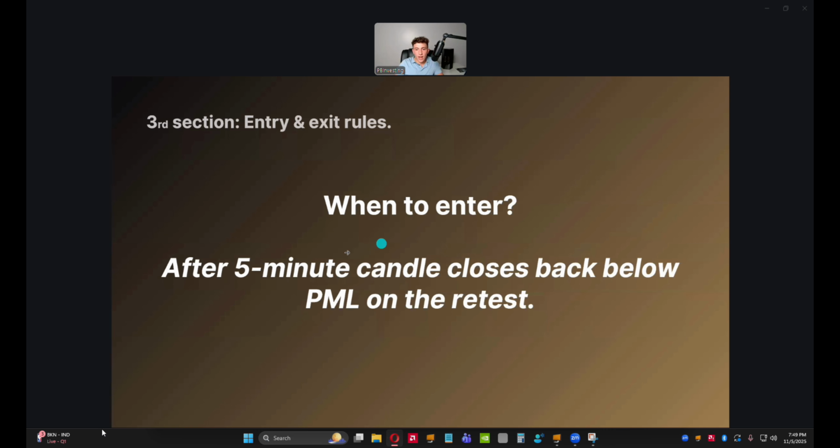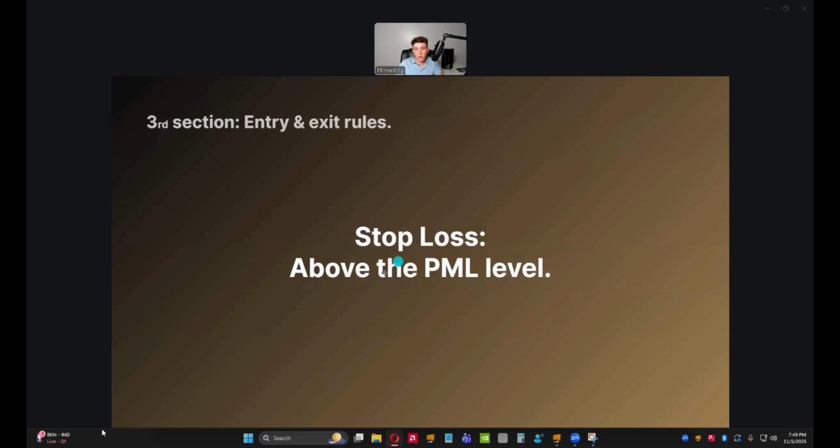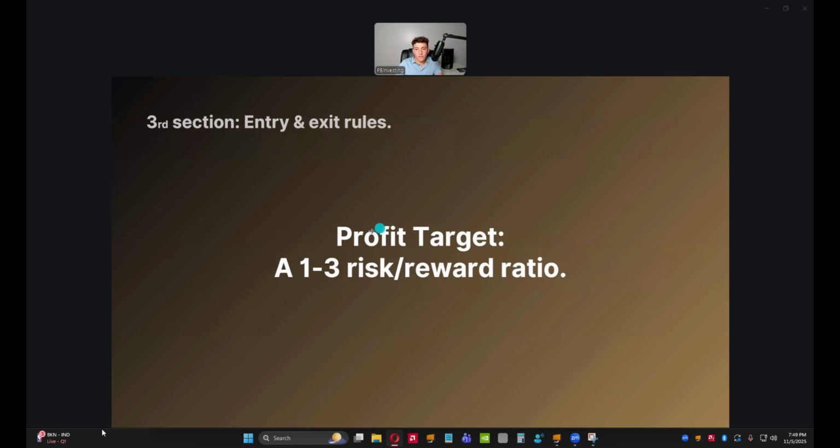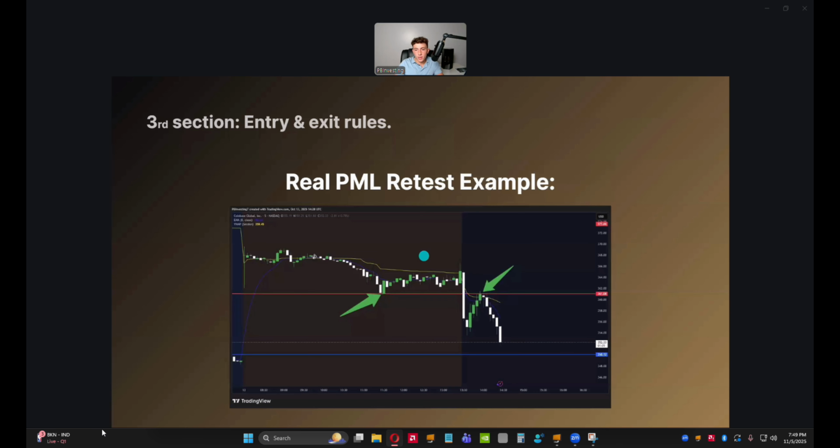So, after the 5-minute candle closes back below pre-market low on the retest is when you enter. So, the stop loss is then above the pre-market low. Profit targets at least 1 to 3. So, look, you guys see how here we mark this pre-market low. Then you see how it retests pre-market low.